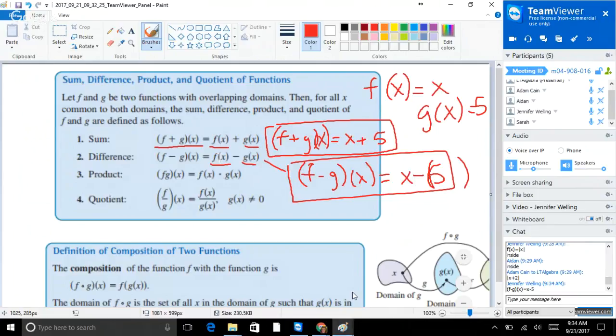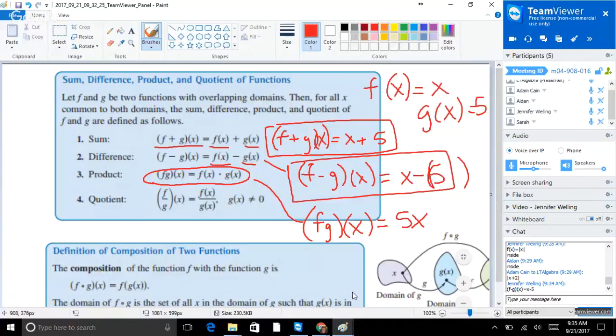What about the product? If I have f of x times g of x, guess what I'm going to do to my two functions? I'm going to multiply them together. It takes me longer to write them out than to actually do it. So f of x times g of x is just 5x. And then you get the idea.